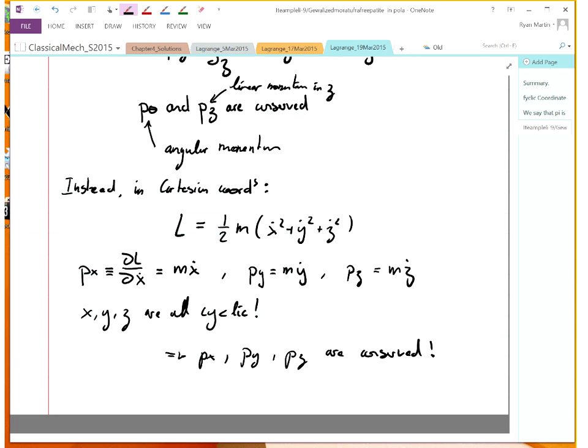is, wouldn't it be nice if all the coordinates were cyclic? Because if all the coordinates are cyclic, then all the conjugate momenta are conserved, and it's very easy to write out the equations of motion for the system. And so at the end of the course, we will arrive at a method that allows us to find the correct set of coordinates where all of them are cyclic.